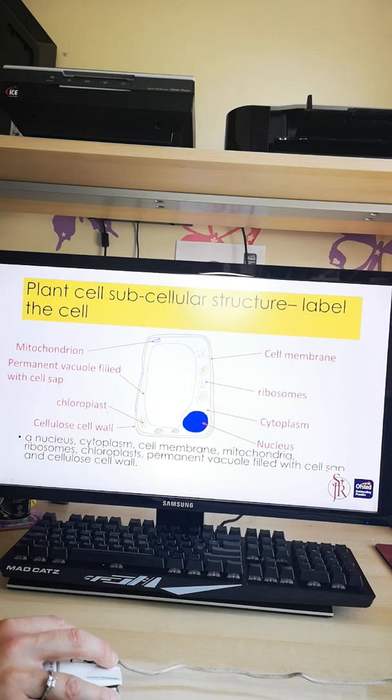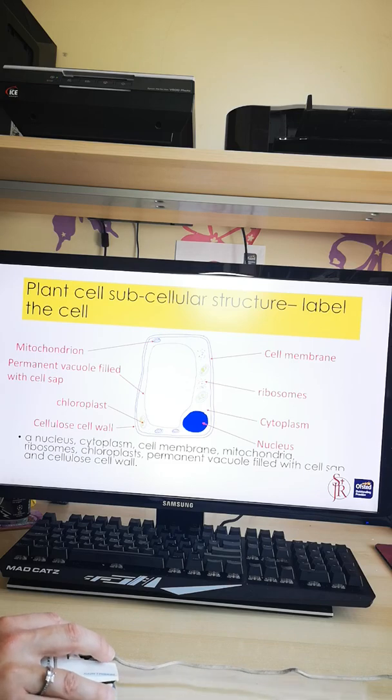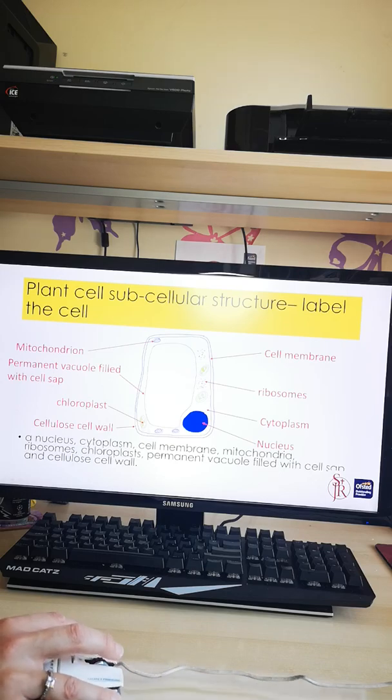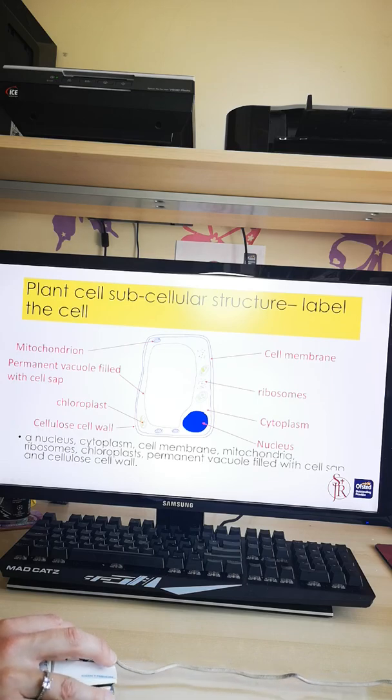The chloroplast. Now this is a really important function, okay, and this is the site of photosynthesis. So this is converting light energy into chemical energy in the plant. Process photosynthesis. And finally then, the cellulose cell wall.